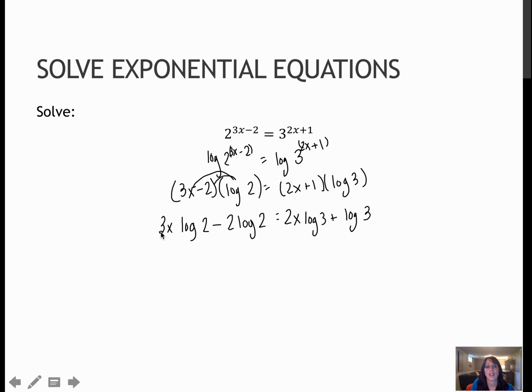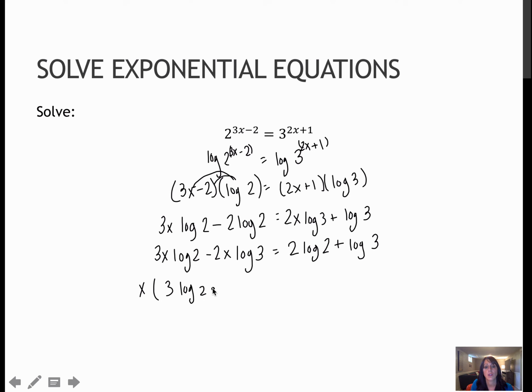So now I can see that I've got this 3x log of 2 and this 2x log of 3. So I'm going to subtract 2x log of 3 from each side. So that gives me 3x log of 2 minus 2x log of 3. And for the sake of space on the same step, I'm going to add this 2 log of 2 to the other side. So I have 2 log of 2 plus log of 3. So now I've successfully gathered my x values to one side. Again, just as I did before, I'm going to take that x out of it. So I have 3 log of 2 minus 2 log of 3. And on the right side, I haven't done anything.